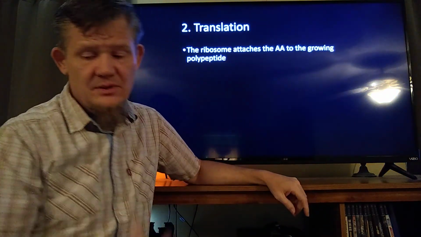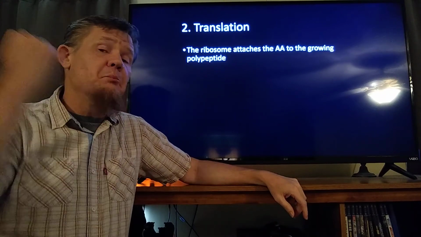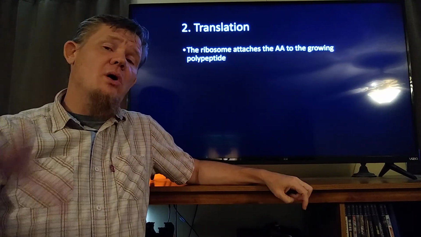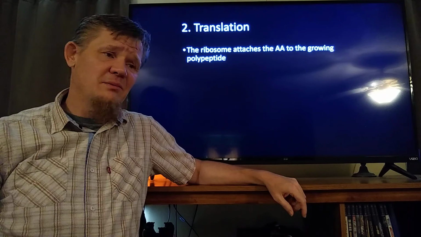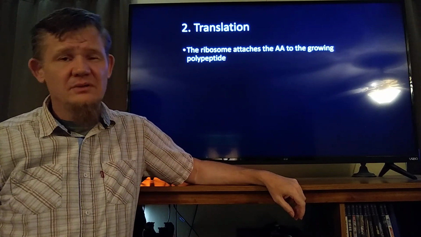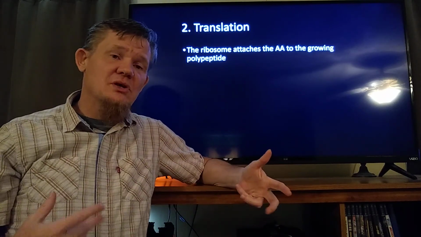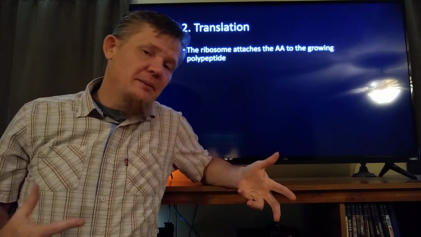As we just said, the ribosomes attach the amino acid to the growing polypeptide. Remember, polypeptide is what you call a protein that's not big enough yet to be called a protein. It has to be at least 50 amino acids long to be called a protein, and honestly, you don't call it a protein until it's finished. And so up until then, you refer to it as a polypeptide.